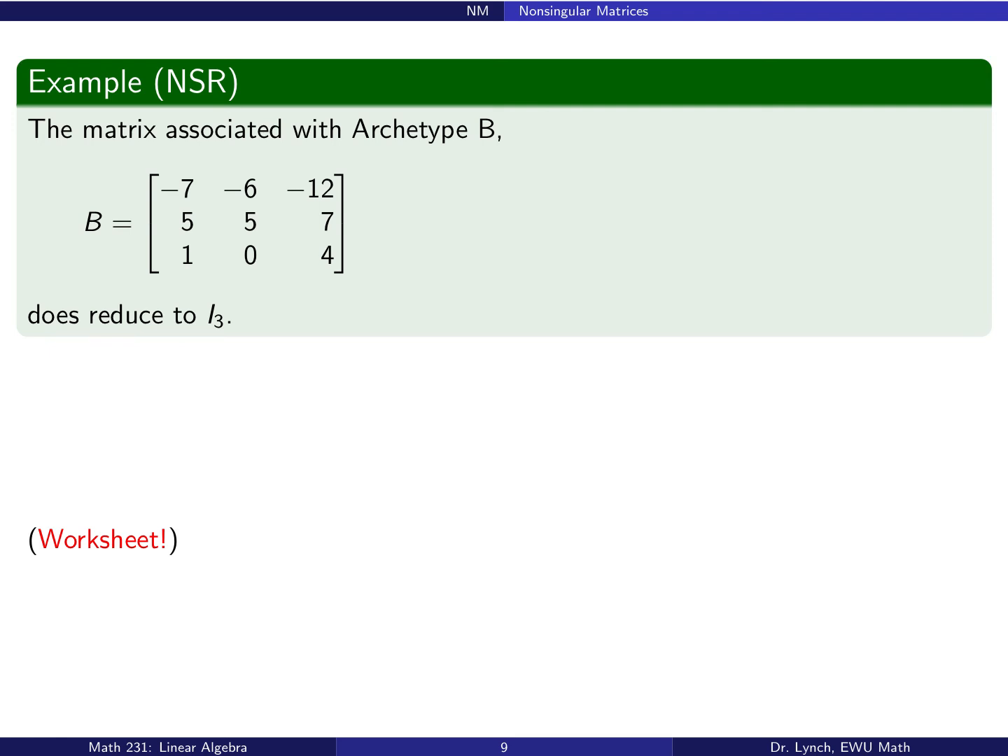So a quick tangent, have a look at the worksheet. We'll talk about this a little bit more in class.